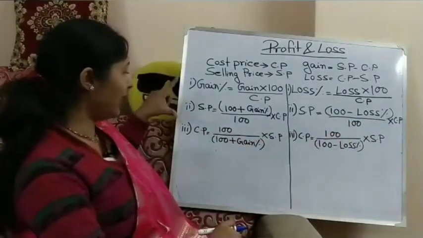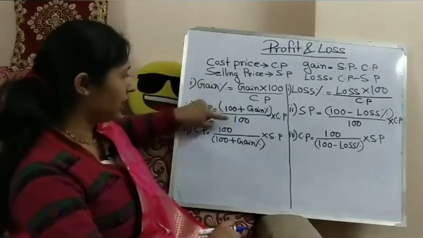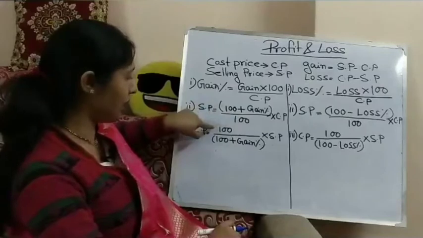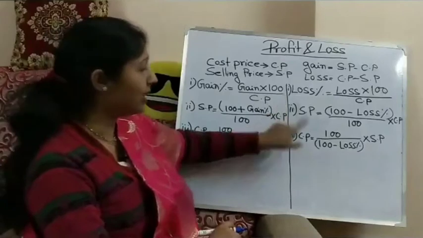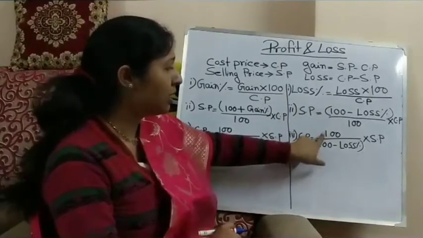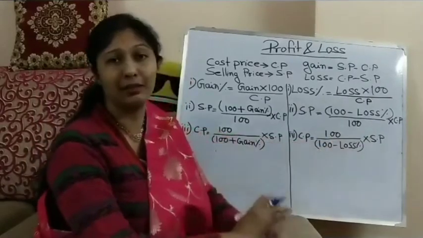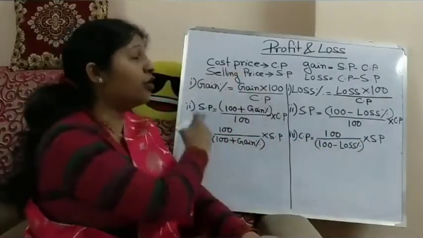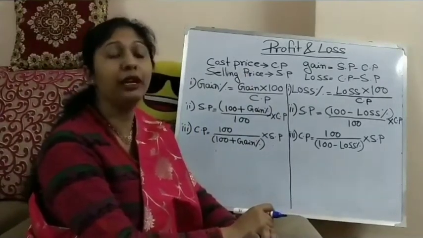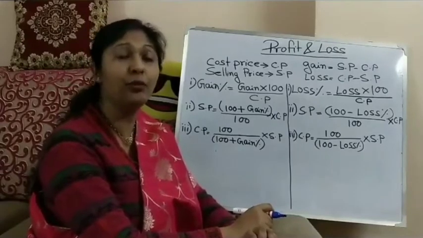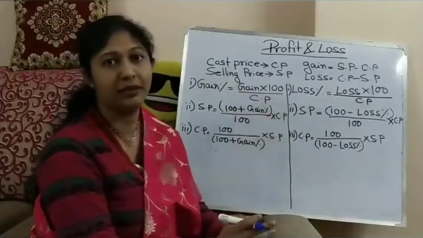Again, how will we find CP? It is totally opposite. Here 100 is down, here 100 is up, then 100 plus gain percentage into SP. Here CP is 100 minus loss percentage into SP. So these formulas are very important for our problem sums. Now I am going to show you some problem sums, so you can understand how we will use these formulas in those problem sums.